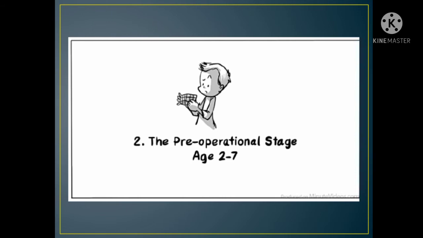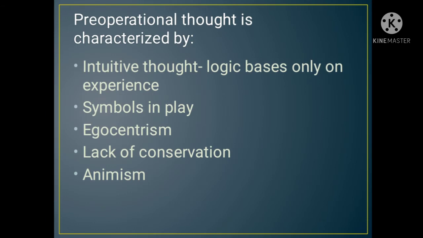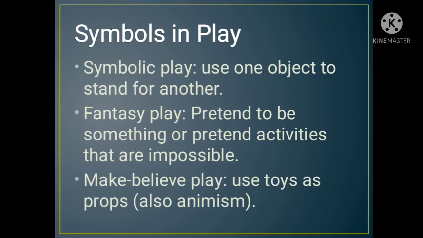Stage 2 covers about 2 to 7 years old. Pre-operational thought is characterized by intuitive thought, logic based only on experiences, symbols in play, egocentrism, lack of conservation, and animism. First characteristic under the pre-operational stage is symbols in play or symbolic function. When we say symbolic function, it is when children are able to understand, represent, remember, and picture objects in their mind without having the object in front of them.